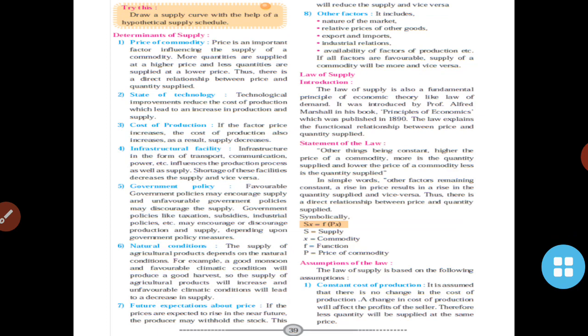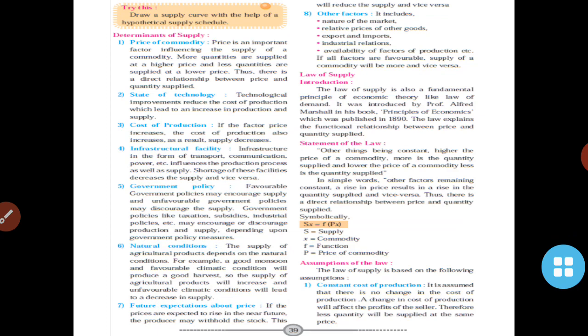Now second is the state of technology. Technological improvements reduce the cost of production, which leads to an increase in production and supply. It means in the company the machinery costs money, so they will increase the price of the product also. This is the impact of technology on production.